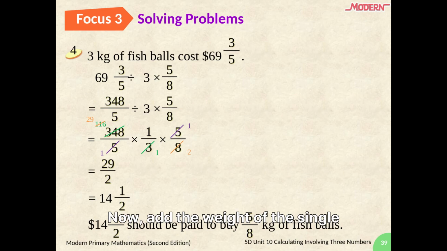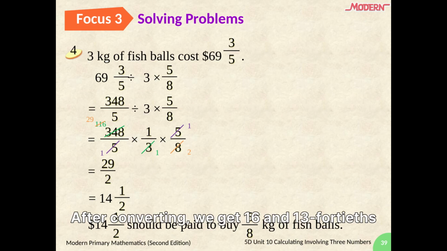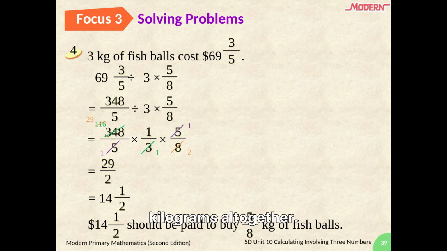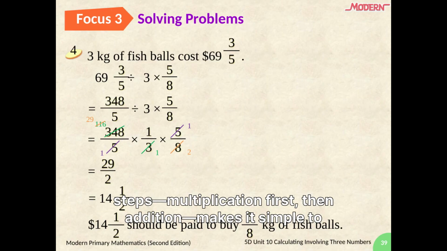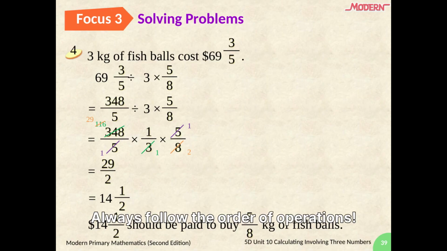Now add the weight of the single key ring box. 11 and 1/5 plus 5 and 1/8. We need a common denominator of 40. After converting, we get 16 and 13/40 kilograms altogether. Breaking the problem down into 2 clear steps, multiplication first, then addition, makes it simple to solve. Always follow the order of operations.